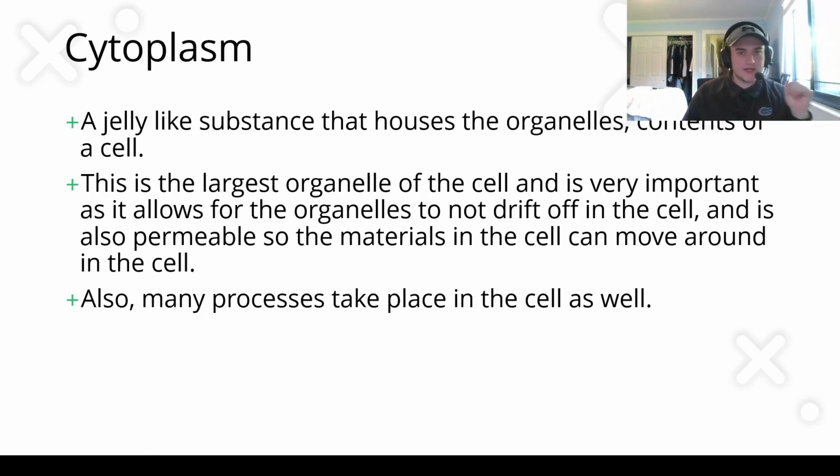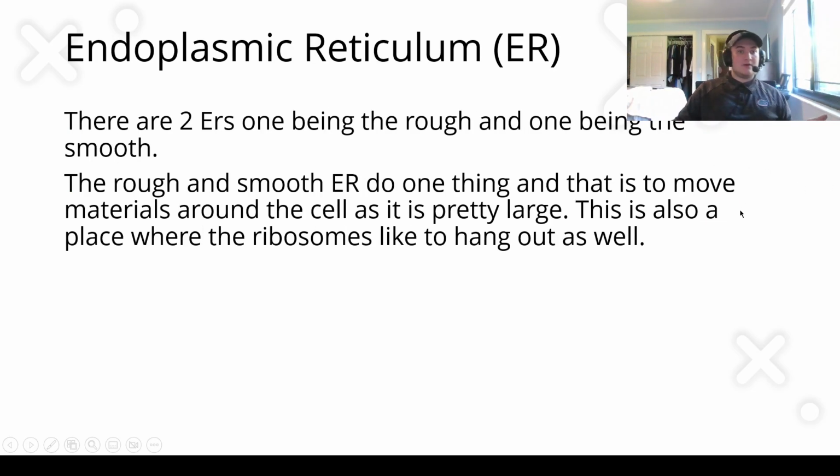It's the largest organelle of the cell, and it is very important. It also makes sure the other organelles do not drift away in the cell, and it is permeable, meaning it can allow things to pass through and stop them if need be. Also, many processes take place in this part of the cell as well.